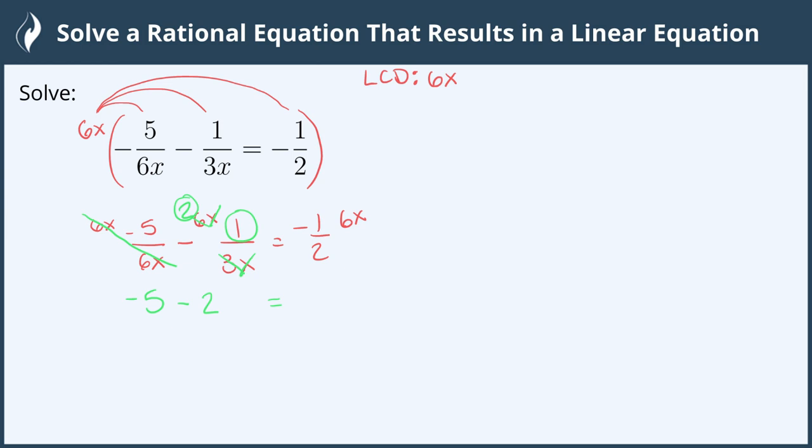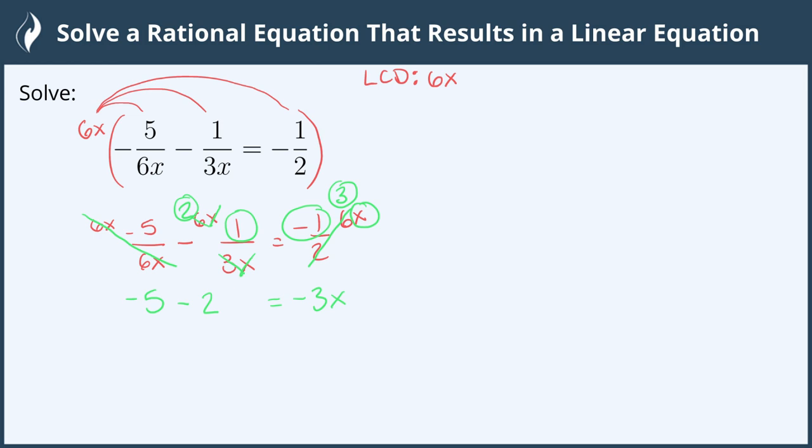Now on the right-hand side, we'll multiply the 6x times the negative 1/2, and we can go ahead and simplify this as well. 6 divided by 2 is 3, and the x didn't cancel on this one. So we have negative 1 times 3 times x that are all left, and negative times positive is negative, so we get negative 3x.